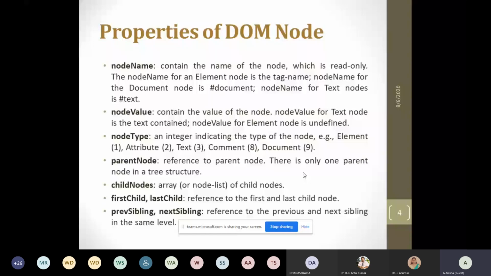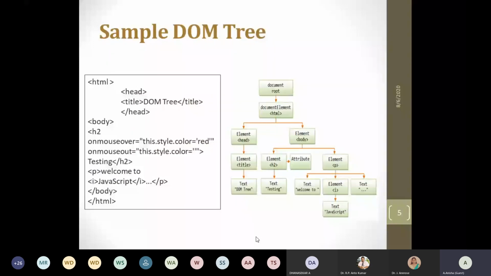a particular node. And we have two more properties, previous sibling and next sibling. As you all know, sibling means children of the same parent. So previous sibling refers to the previous sibling of a particular node, and next sibling refers to the next sibling of a particular node.